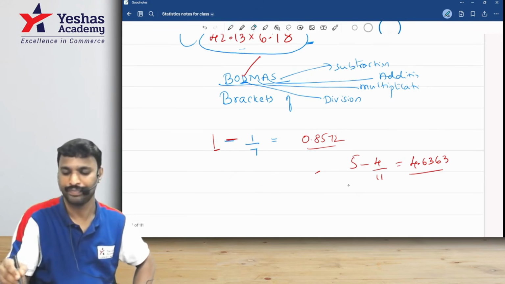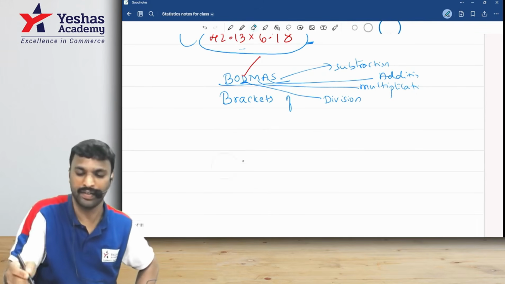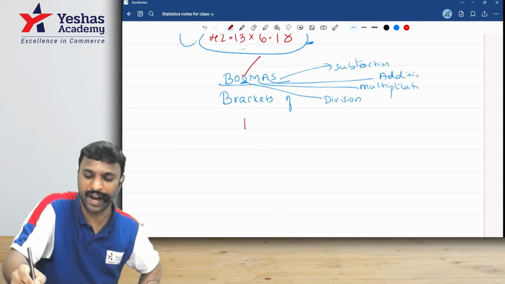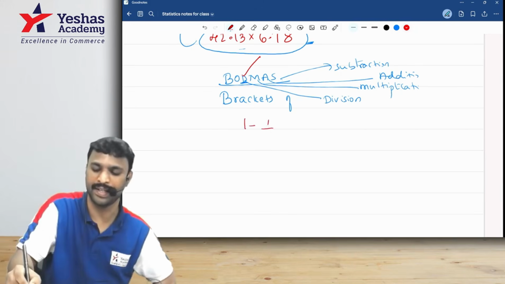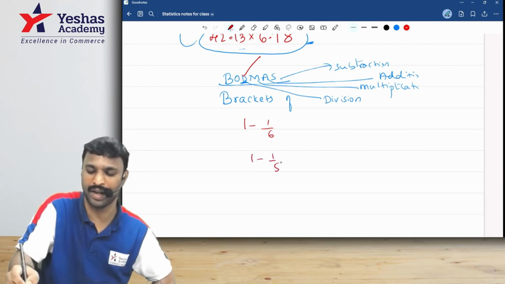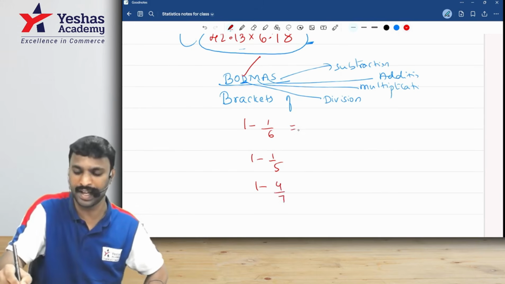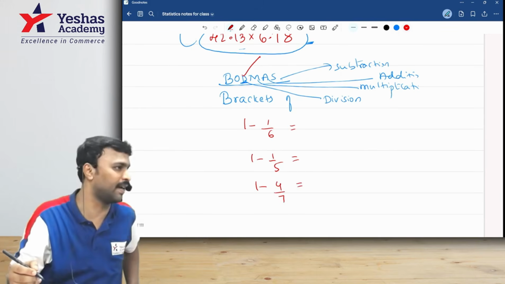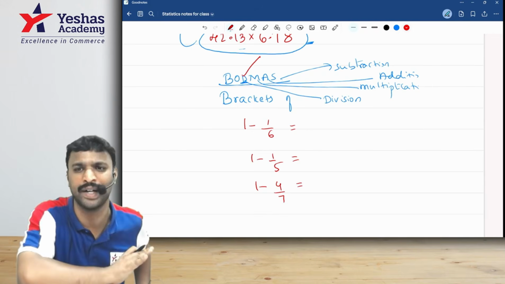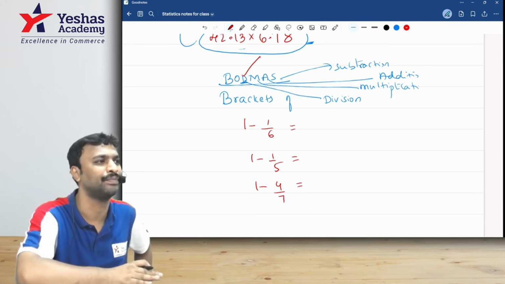And now guys, look everyone, whenever a fraction needs to be subtracted from 1, let's say 1 minus 1 by 6, 1 minus 1 by 5, 1 minus 4 by 7. What is this guys here? A fraction is getting subtracted from 1, right? You know how to do it in the calculator. Now I'm going to tell you how to do it in the mind itself.